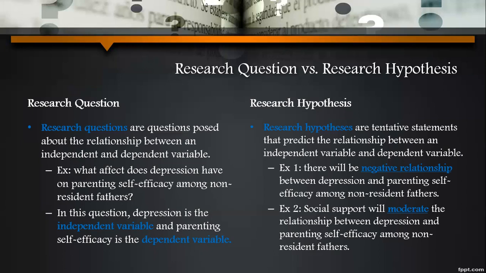Now, if we wanted to throw a moderator in there, we could pose our hypothesis in this way. Social support will moderate the relationship between depression and parenting self-efficacy among non-resident fathers. So the second example is showing you what a hypothesis could look like if we were to throw a moderator in there along with our independent and dependent variable.